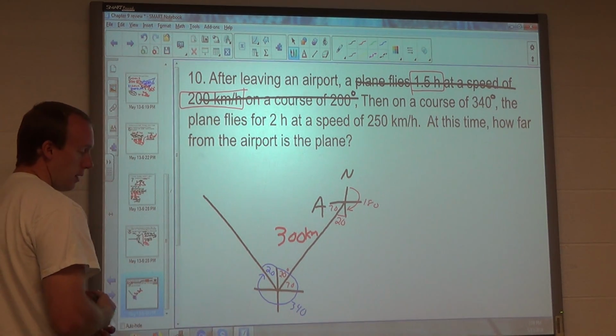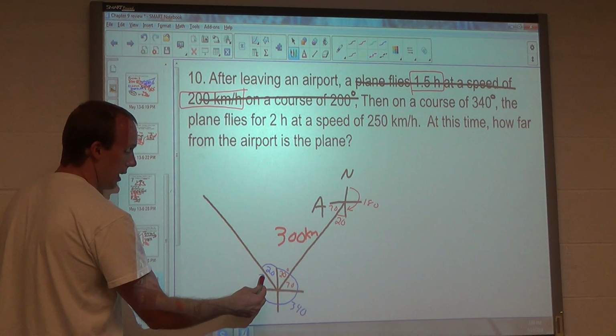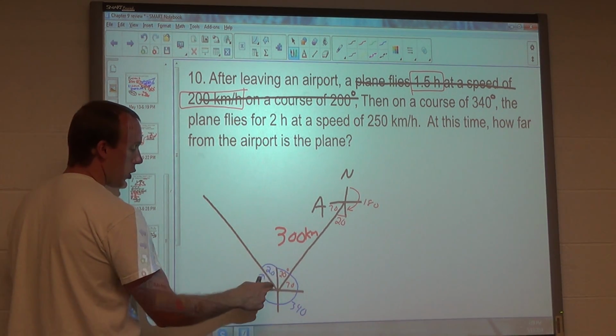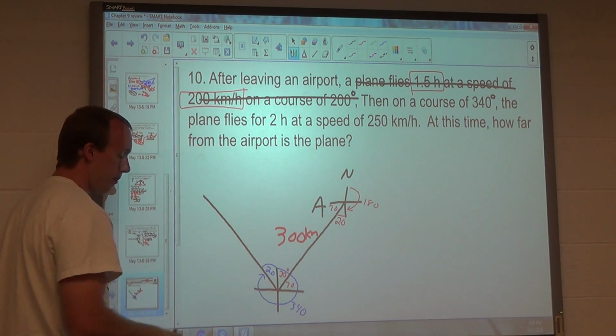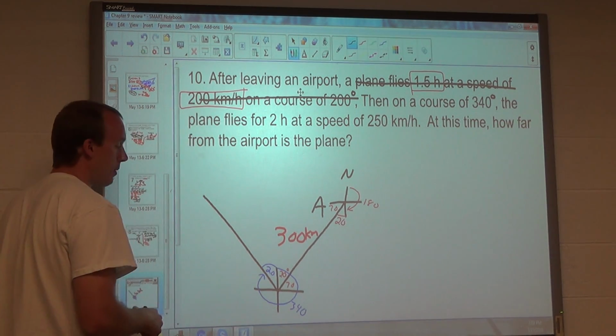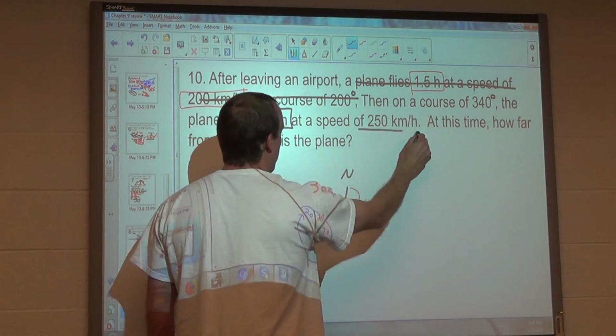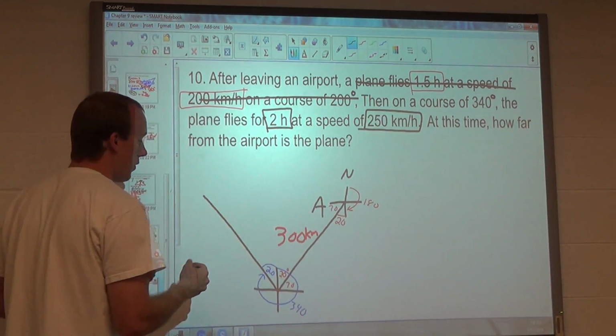Okay? So 340 is the full distance here. I'm just short of 360, which is the full circle. I'm 20 short, so that's the leftover from here to here. Okay? And then how long did I go here? I flew for 2 hours at a speed of 250. So 2 times 250 would be 500.